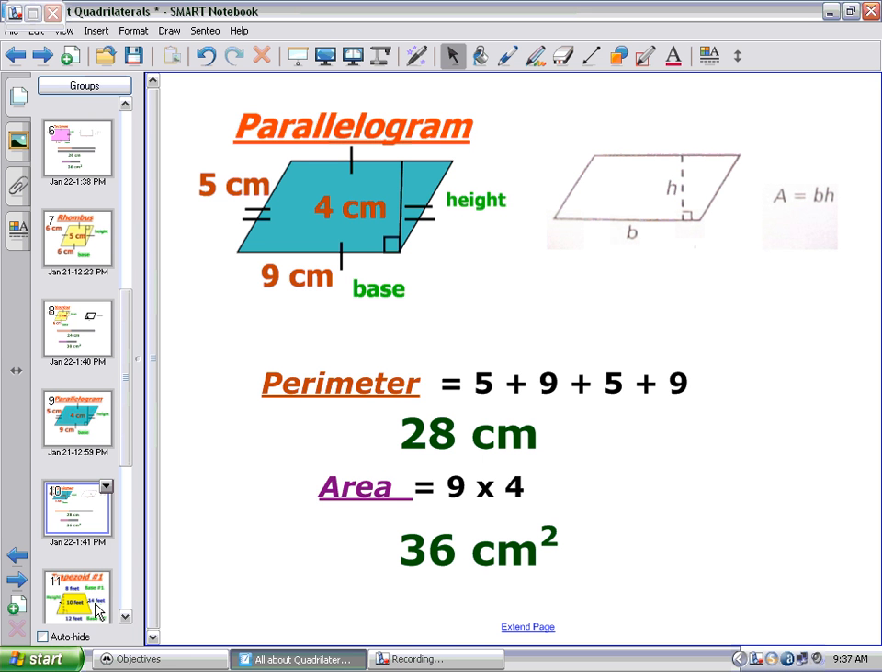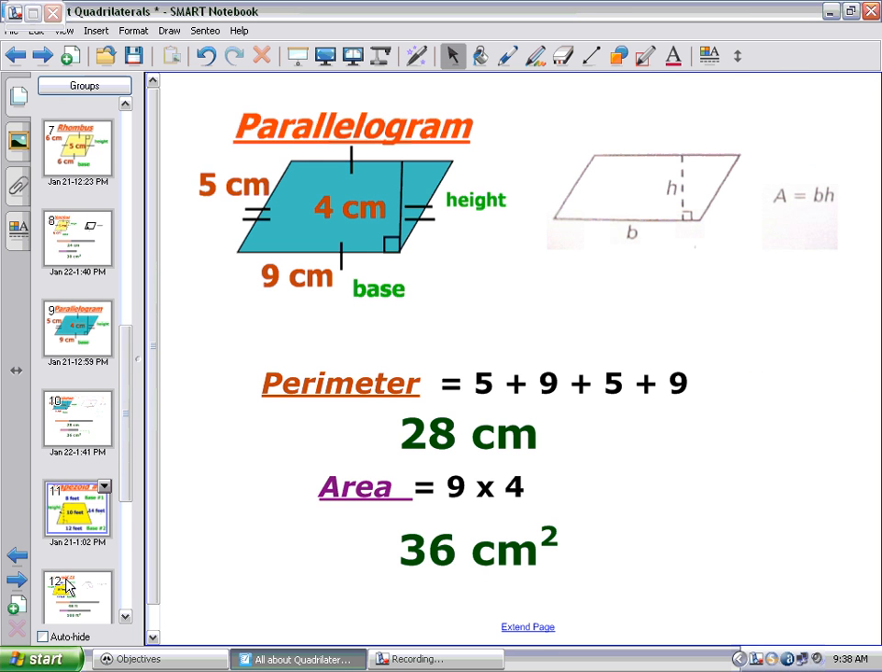And sometimes people look at it and say, well, wait a second, the height and base make a gigantic shaped L. Well, yes, they do. That's what it means when they're perpendicular. So now the area would be 9 times 4, which would come out to be 36 centimeters squared.